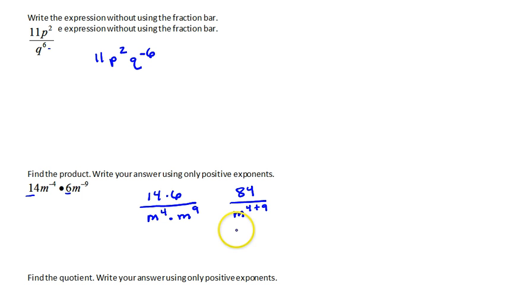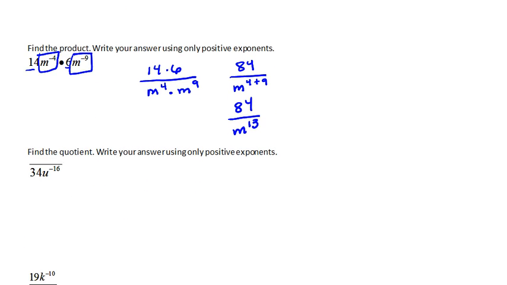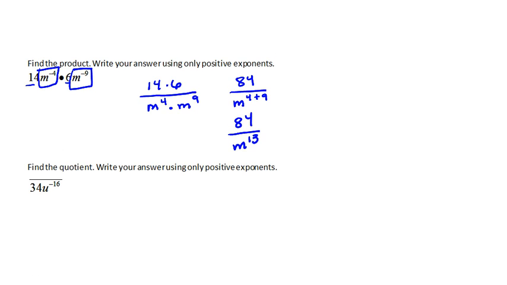I can rewrite this as 84 over m to the 13th power. So when you come across problems like this, what's important to remember is that the power only applies to what it's attached to. In this situation, it's the variable. Here's another example. It says find the quotient, write your answer using only positive exponents.